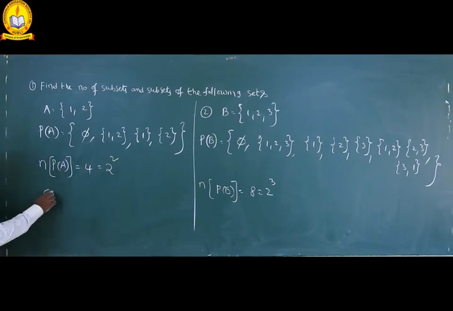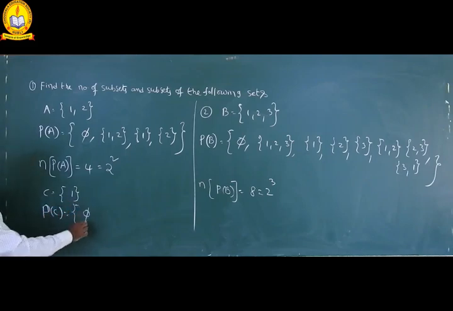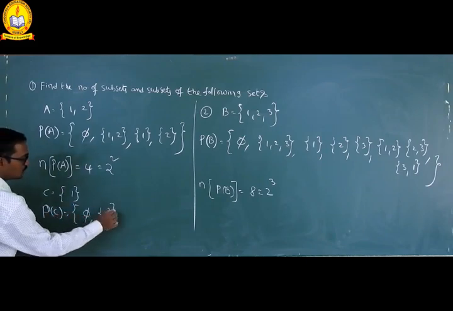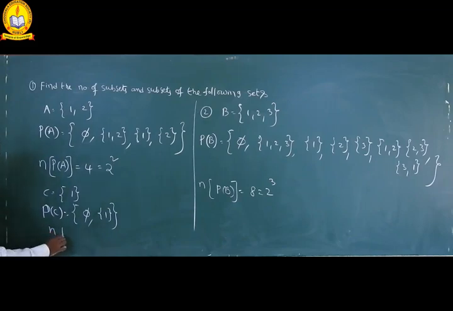See here, set C has only 1 element. What are the subsets? P of C is equal to the empty set, which is a subset of every set, and every set is a subset of itself, so singleton 1. Only 2 subsets are there. So number of subsets n of P of C is equal to 2. 2 we can write 2 power 1 because this 1 denotes number of elements in this set.